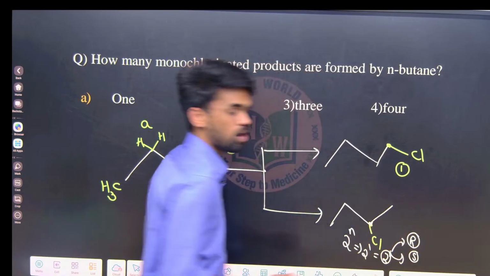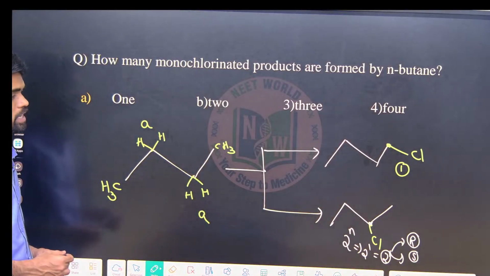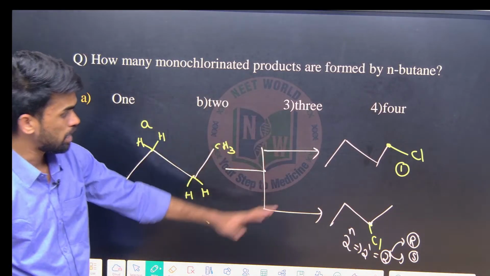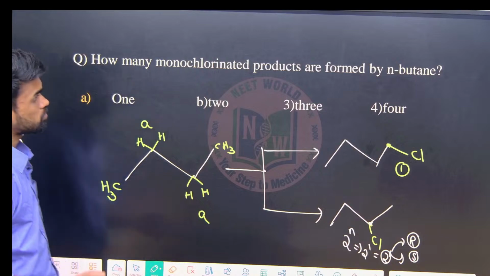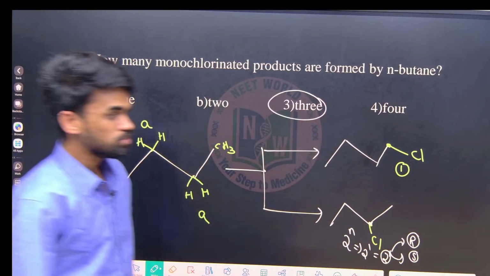So whenever we have R and S, tell me how many isomers are possible here. How many monochlorinated products? 3 are possible here, so you can answer it as 3. Is this clear or not? Clear.